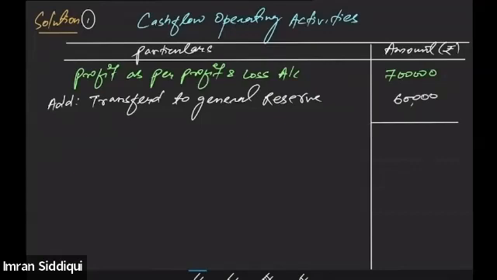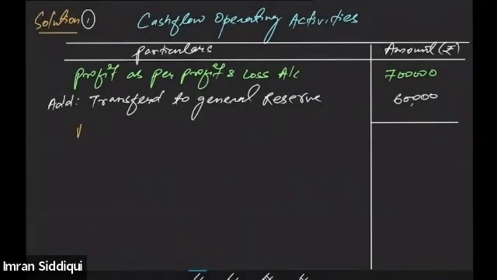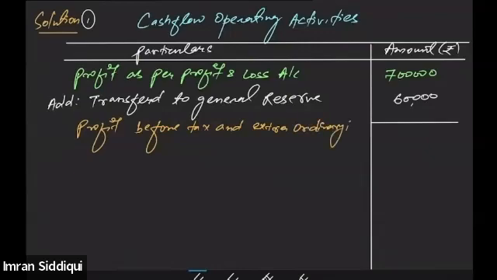And by adding this, we will get the profit before tax and extraordinary items. This will be 7,60,000.